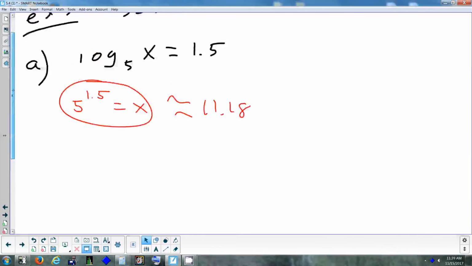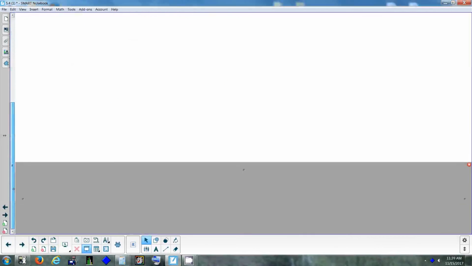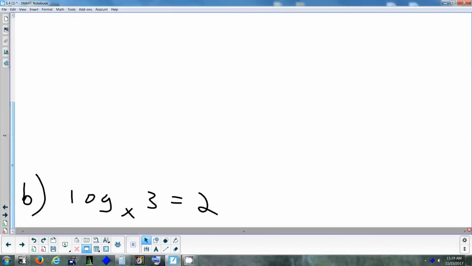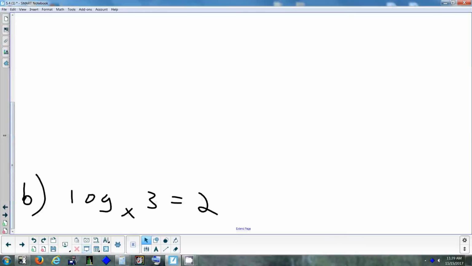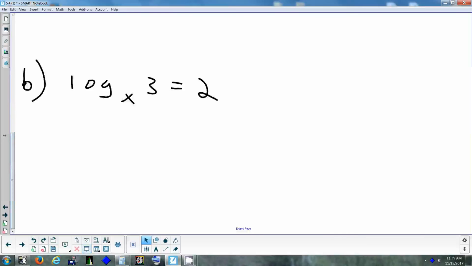So we looked at the variable by itself on the right. We looked at it as the argument. Now we're going to look at it in the base. Can someone different tell me how you would rewrite that one? What did you do there, Andrew? X to the second power equals 3.